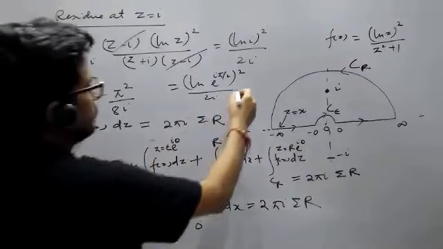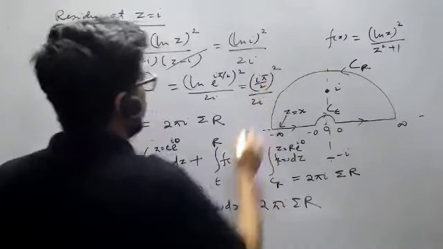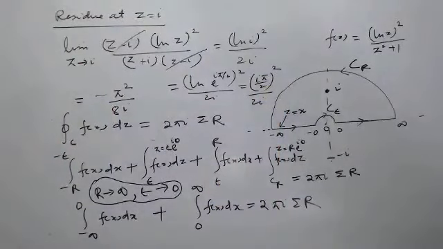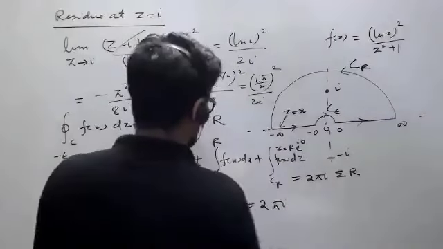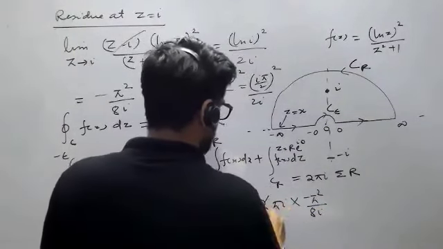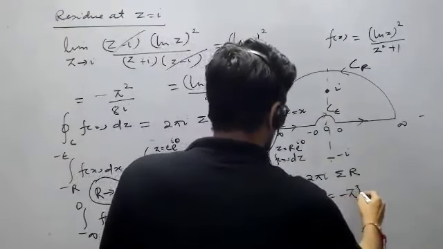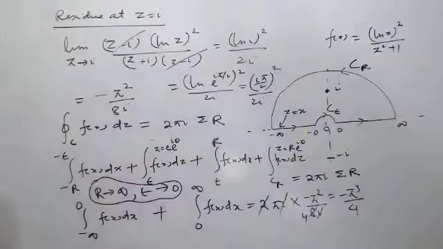Because this will become i pi by 2 square over 2 iota. So it will become minus pi square by 8 iota. So put it here. So you will get minus pi square by 8 iota 4. So minus pi cube by 4. Check करना जरा, सही है? Is that okay? Yes. Calculation is okay? Yes, sir. Okay, sir.